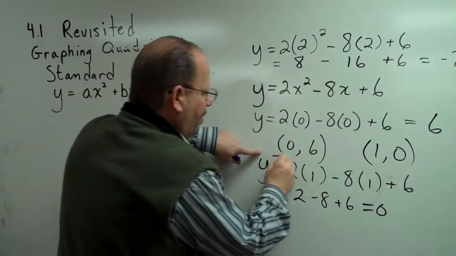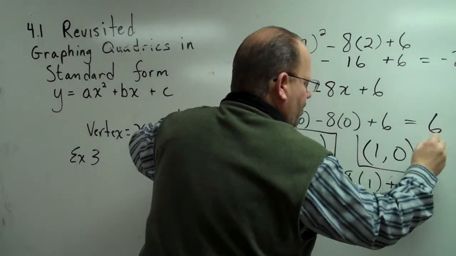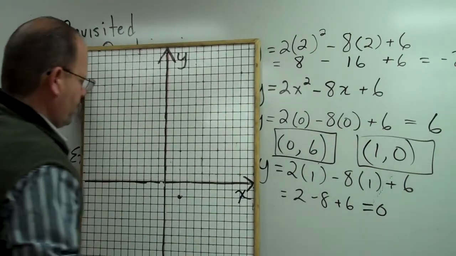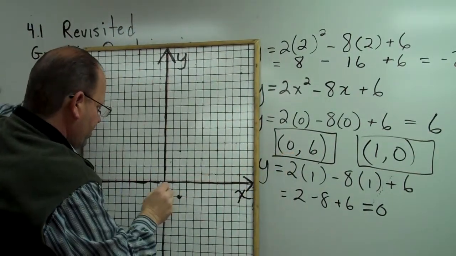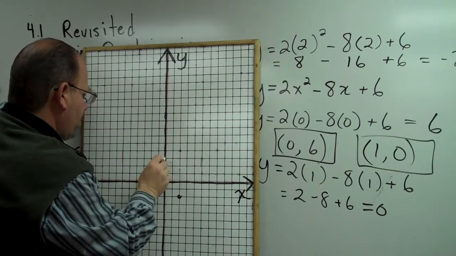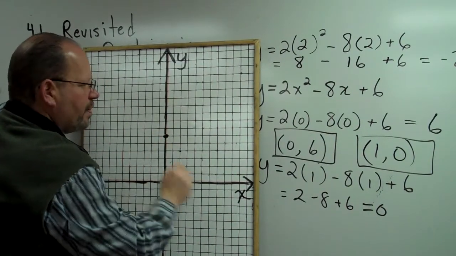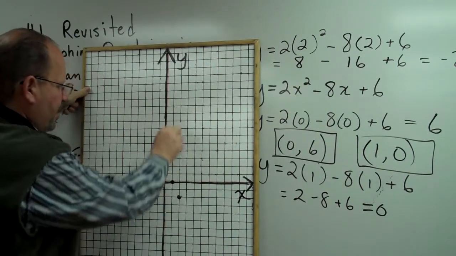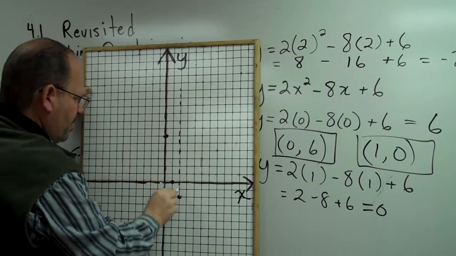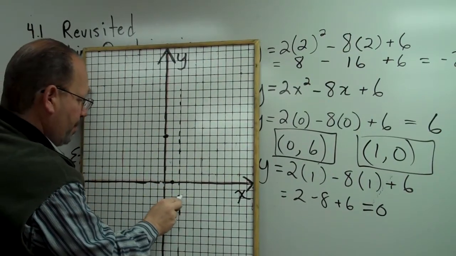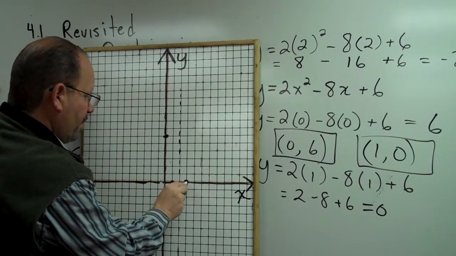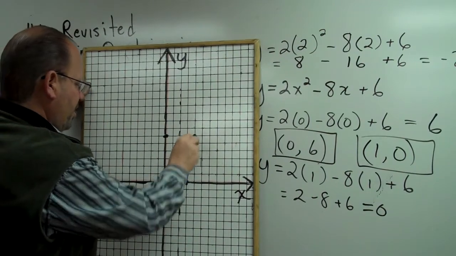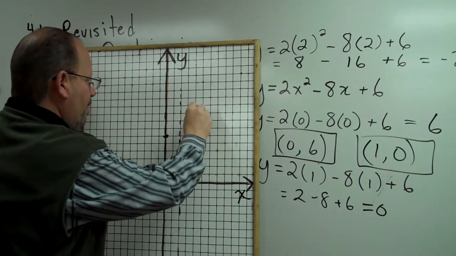Now we're going to plot these 2 points. 0, 6, 1, 0, and because this is our axis of symmetry, we know that it's going to mirror, so we also have 3, 0, and we also have 4, 6, and we can graph our parabola.